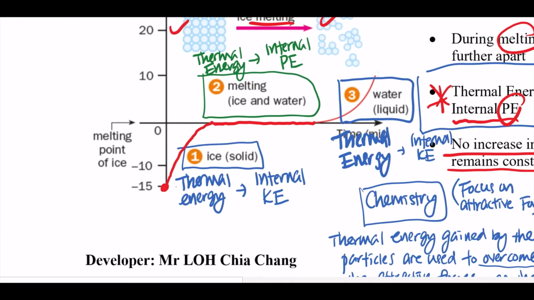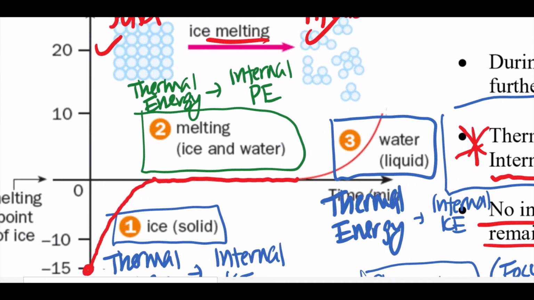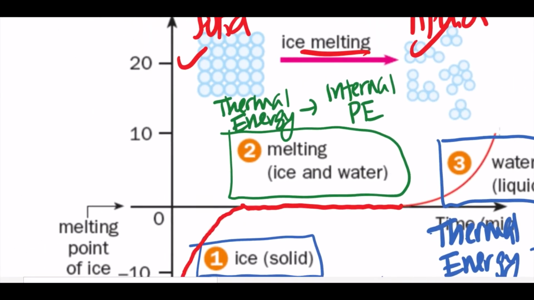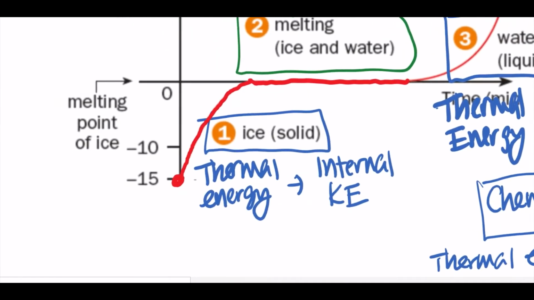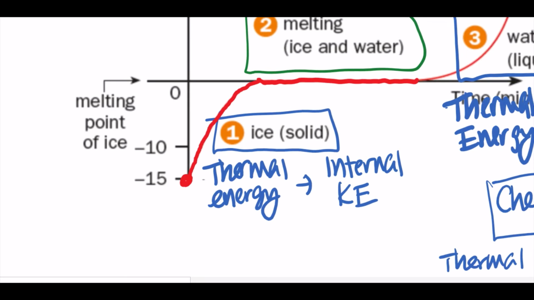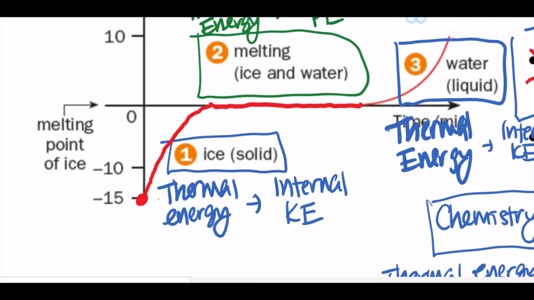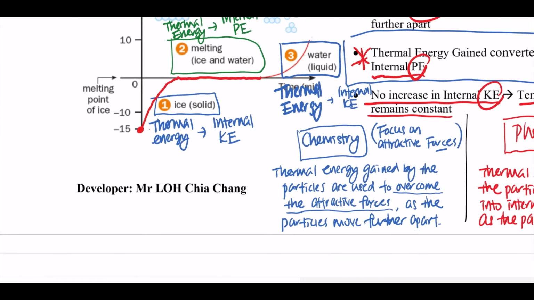So recap a little bit. During the melting process, thermal energy is converted to internal potential energy. Look at the green part here. Otherwise, during any other part, when there's no change in state, thermal energy is being converted to internal kinetic energy of the particles, and as a result, you observe that the temperature of the substance as a whole increases. So in part 1 and part 3 here, you see an increase in temperature, but not part 2, because that's the melting process.